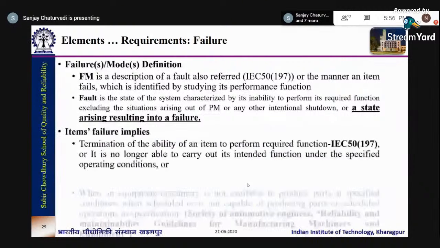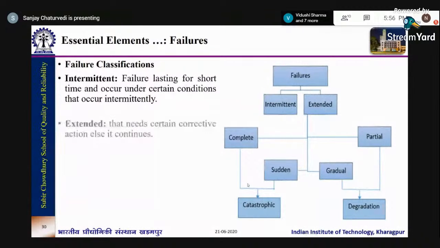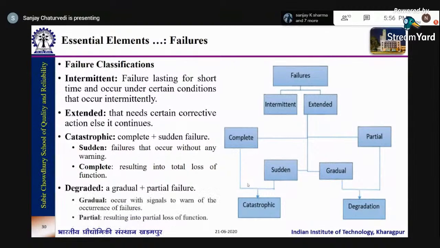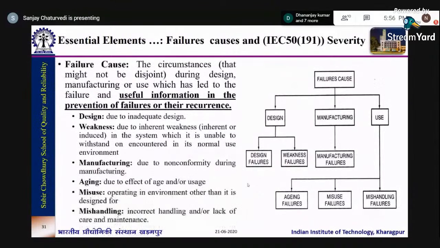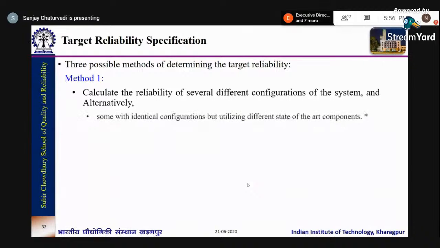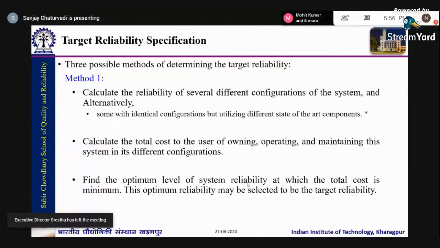There are various failure criteria and elements, which is hard to get once you discuss the failure criteria. So I will skip this slide. This is just to give you an idea how one can find out how to give a targeted reliability for a system.